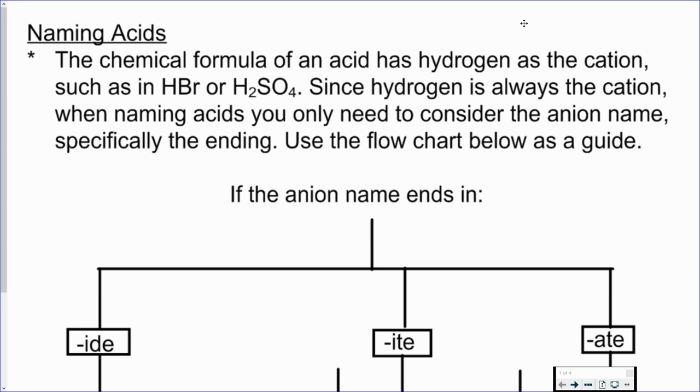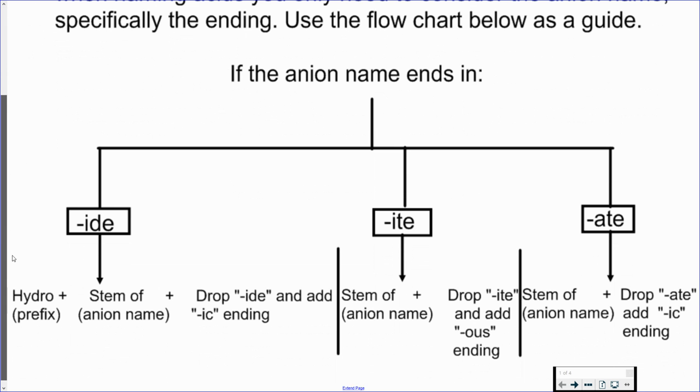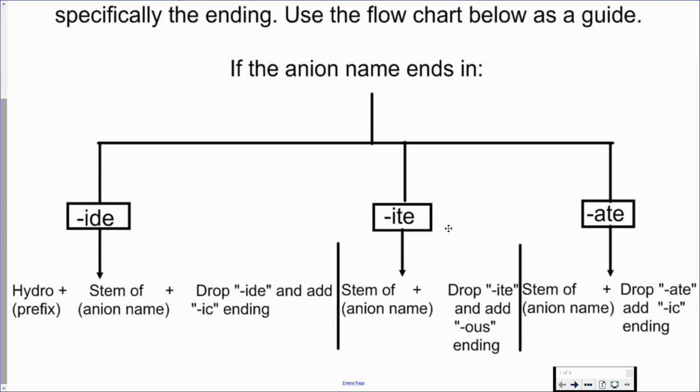So, acids. All acids have the same cation, and that cation is hydrogen. So if you see something that has hydrogen in front, it is automatically an acid. Since hydrogen is the cation, we need to name it off of the anion. We have a nice little flow chart below. You're going to want to write this down.